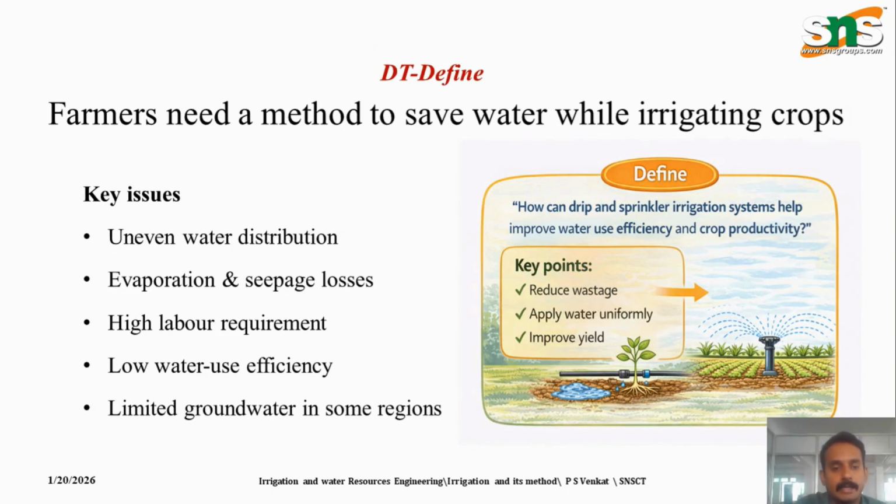The next stage of design thinking is define. In define stage, the problem is clearly identified. The major problems in traditional irrigation systems are uneven distribution of water, evaporation and seepage losses, high labor requirement, low water use efficiency, limited groundwater resources. So the problem statement becomes how we can irrigate crops efficiently using minimum amount of water.